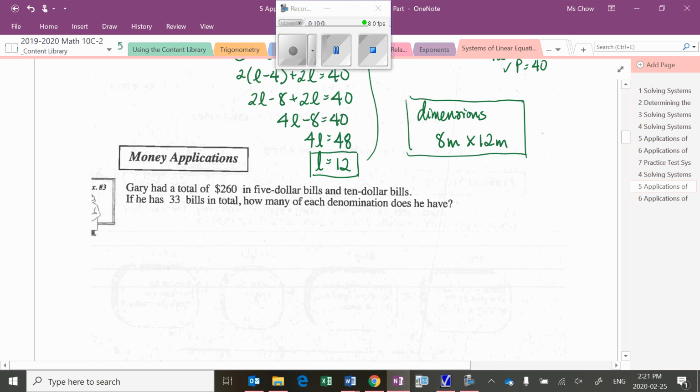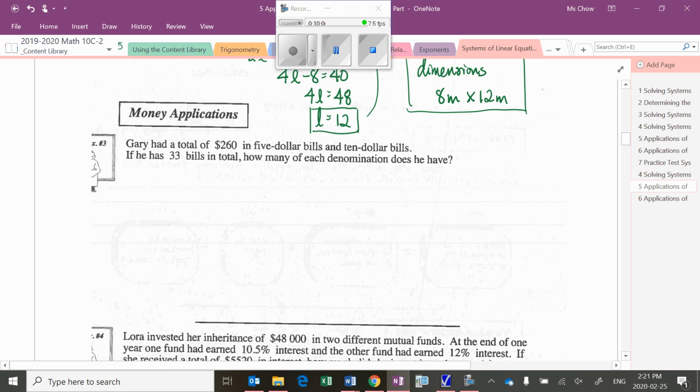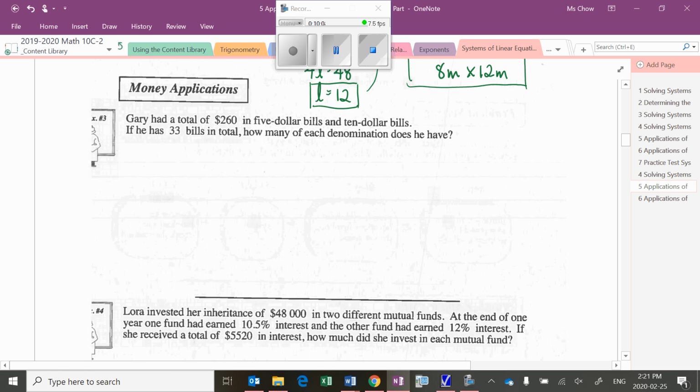Okay, money applications. So those coin questions that we looked at last year as well, we can do that with a single variable, which we've done, or now with the system, we can do it with 2 variables. So we've got $5 bills and $10 bills. So if we say that F is equal to the number of $5 bills and T is going to be the number of $10 bills.